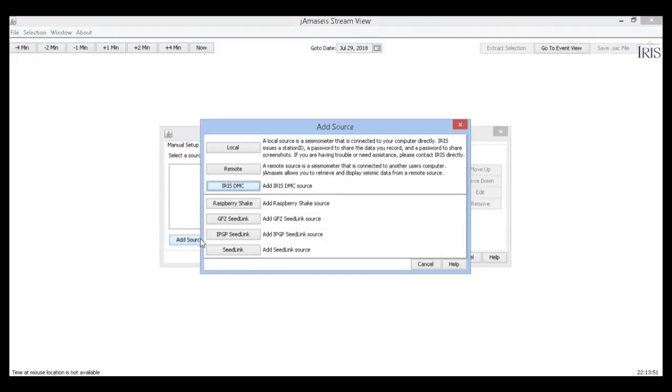Only 3 sources total are allowed at any given time. And since the more sources you have, the smaller the waveforms appear, I usually only use about 2 at a time. I do not use remote much, which is right here, and local is if you have a personal seismometer hooked up to your computer. The bottom options I don't find very helpful, so I usually pick IRIS DMC, which is the main seismic database.